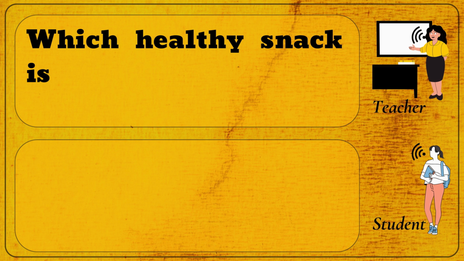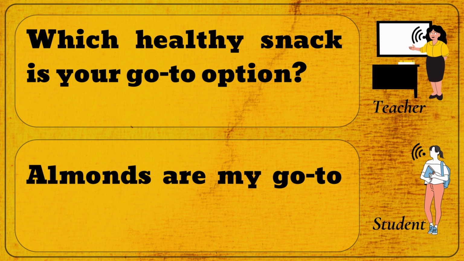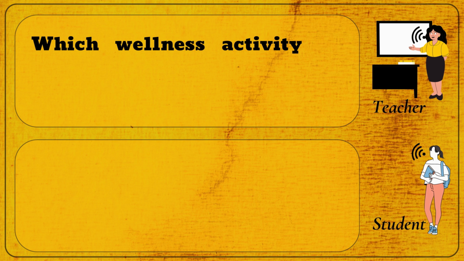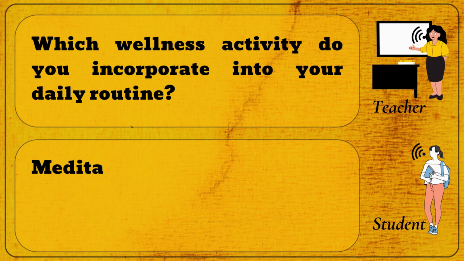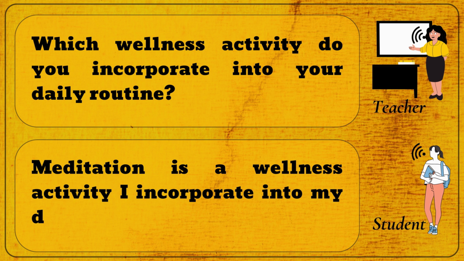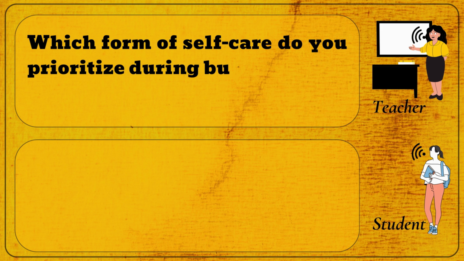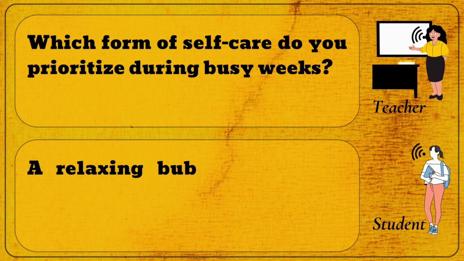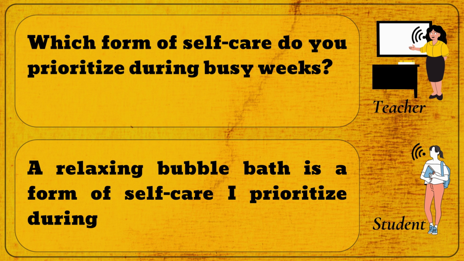Which healthy snack is your go-to option? Almonds are my go-to healthy snack. Which wellness activity do you incorporate into your daily routine? Meditation is a wellness activity I incorporate into my daily routine. Which form of self-care do you prioritize during busy weeks? A relaxing bubble bath is a form of self-care I prioritize during busy weeks.